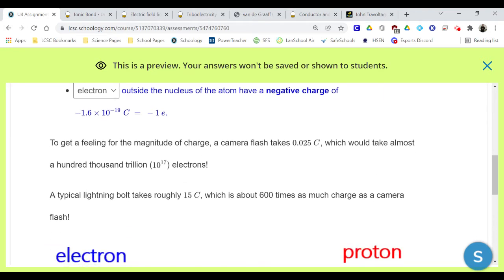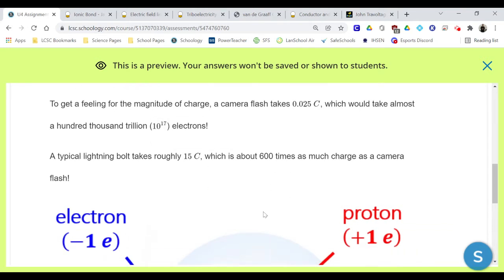Okay. On the other hand, a lightning bolt takes about 15 coulombs, which again is a pretty small number to us, but that's like 600 times more electrons and 600 times more charge than it would take in the case of a camera flash. Okay, that's a bunch more. So even though this coulombs amount is a small measurement, we're talking about a lot of particles that can make up that small itty bitty amount of charge. So we have really, really high amounts of charge.